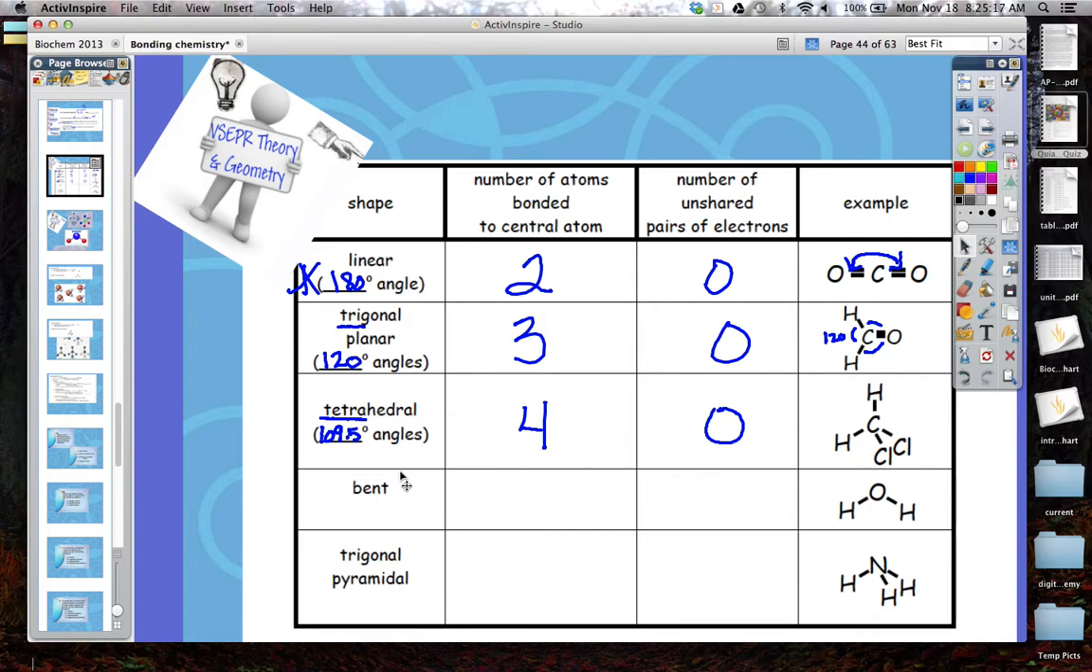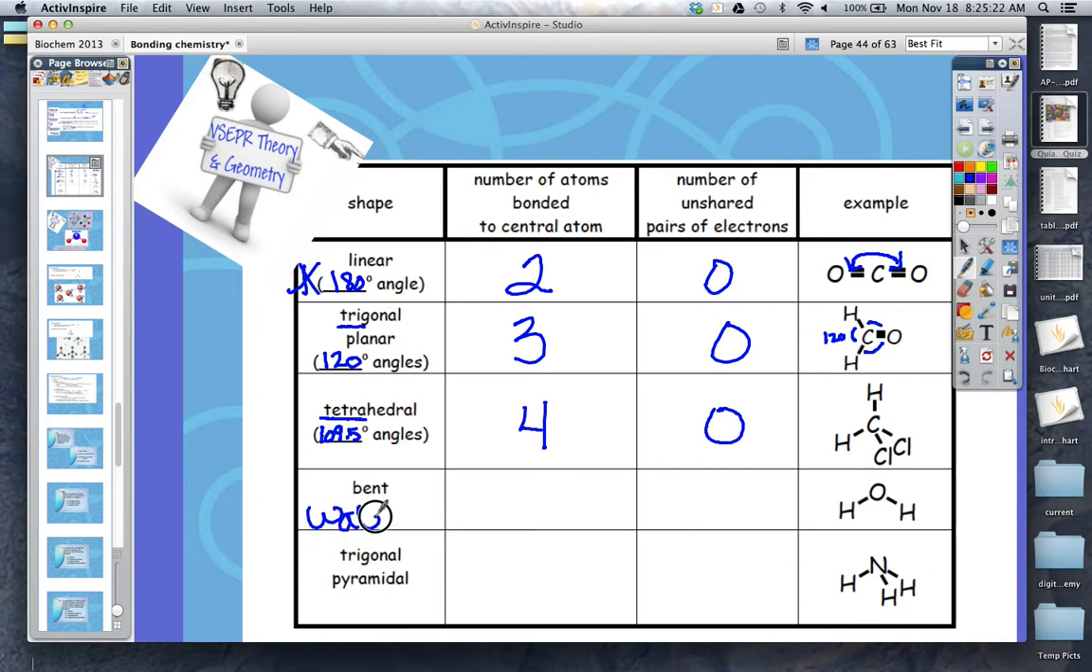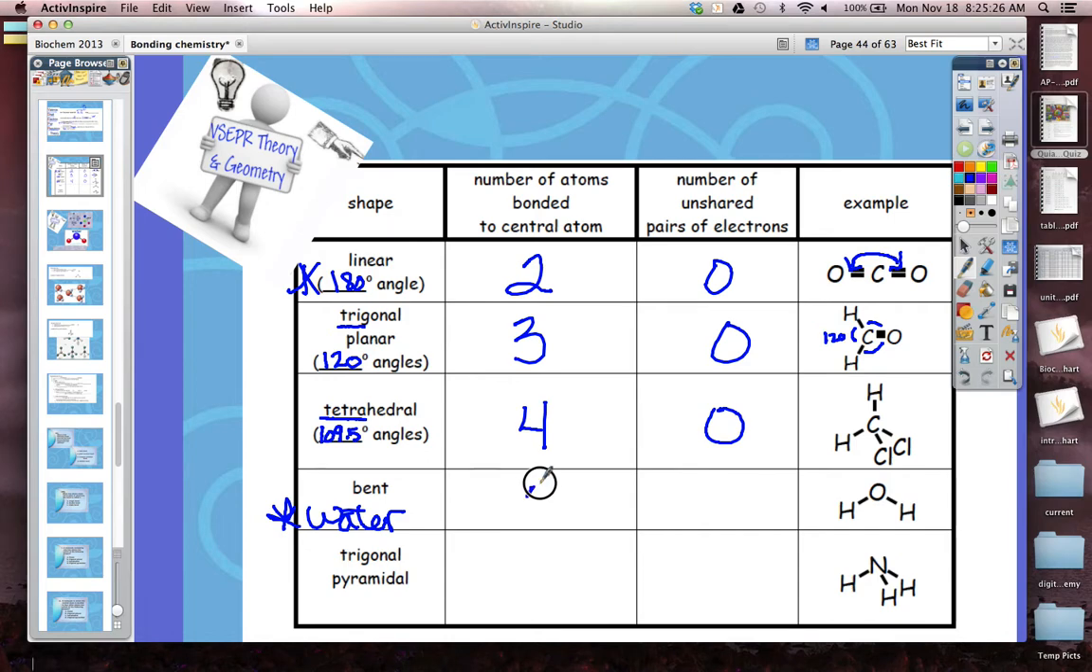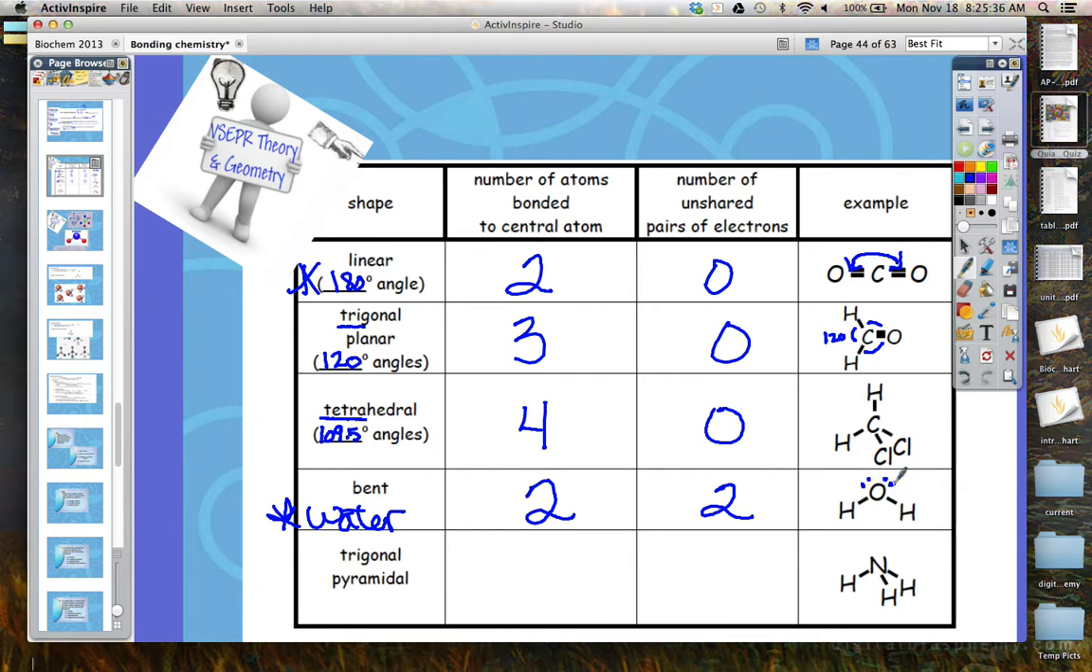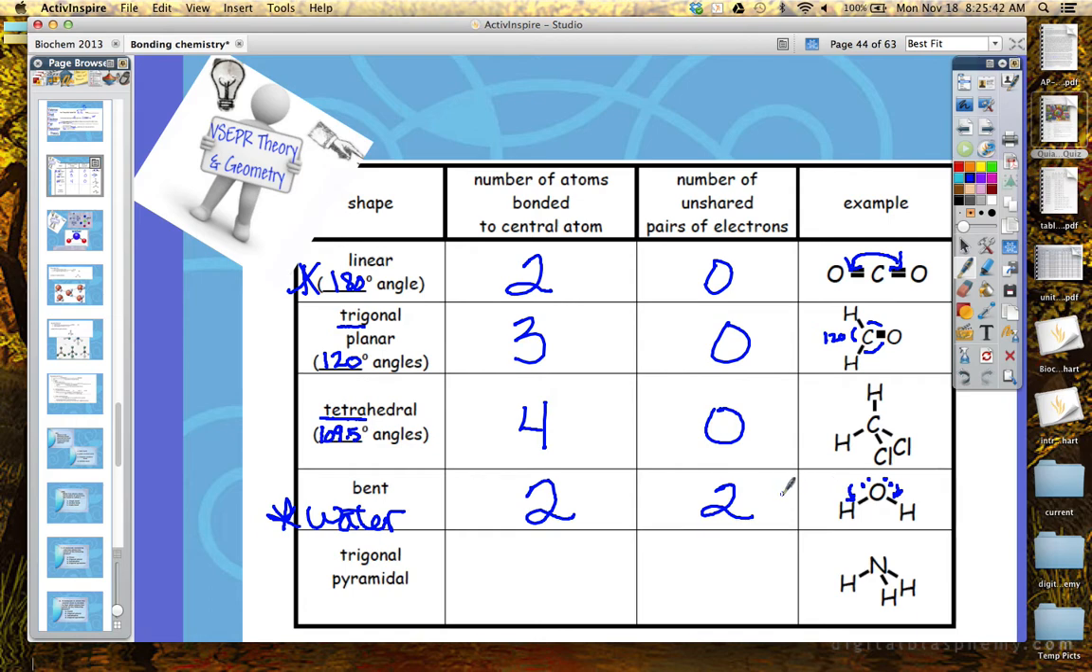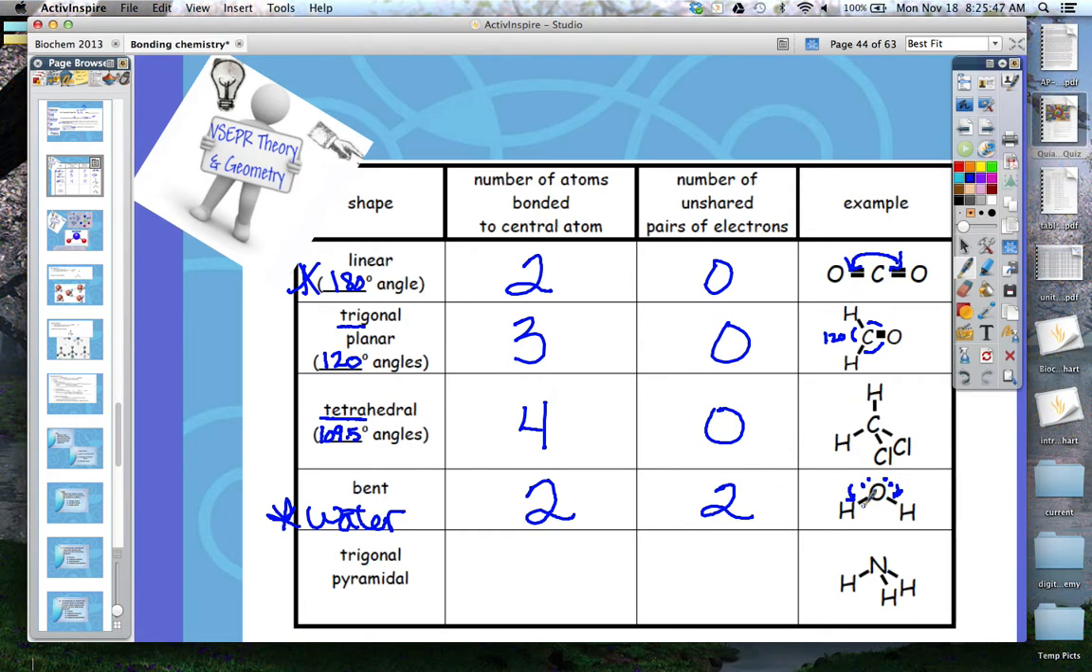Then we have the bent molecule. And for bent, I want you to put right here water. This is the best example, and this is the one that we see most often. We have 2 things bonded to a central atom, but we have 2 pairs of unshared electrons. And so what happens is these 2 pairs of electrons push those down because they are trying to get away from each other. So when we have a bent angle, it's not going to be linear like this. It's going to be kind of bent down, and that's how I've been drawing water for you.